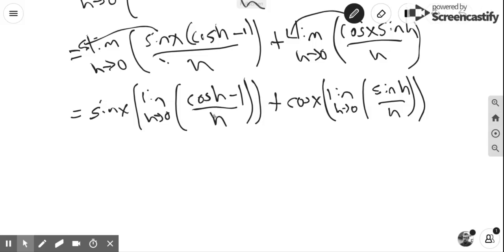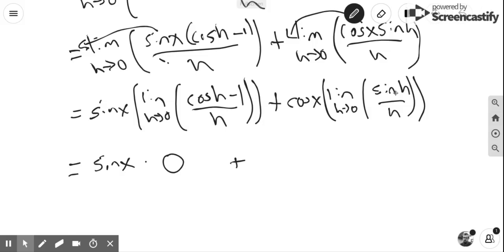So what you should do is pause me here and graph cosine x minus 1 divided by x, and look at what that limit is. Same thing with sine x over x: graph that and figure out what that limit is as it approaches 0. If you pause and do that, that'd be beneficial for you. When you graph it and approach 0 on both sides, this is going to be equal to 0. So that's just times 0.